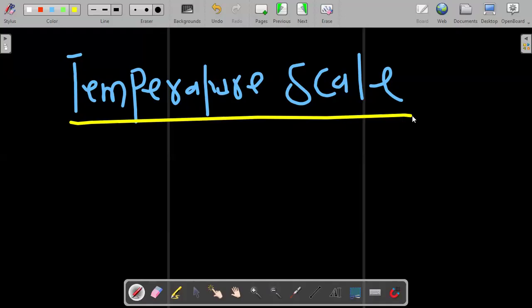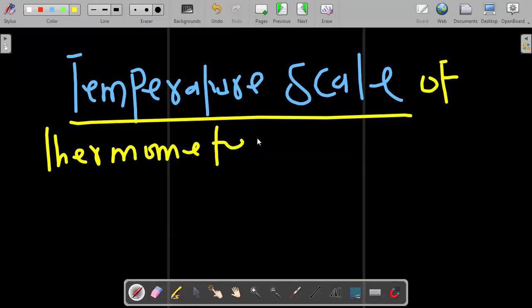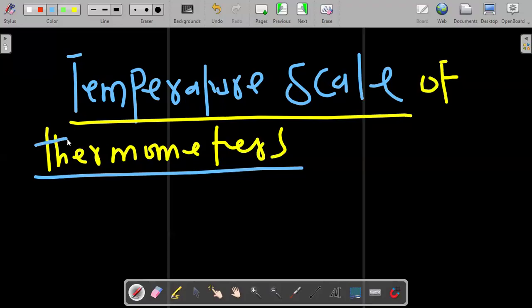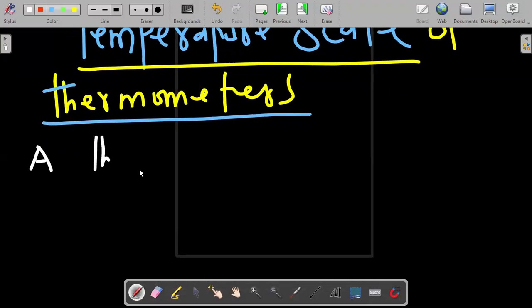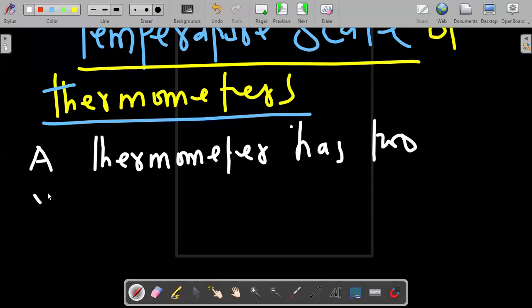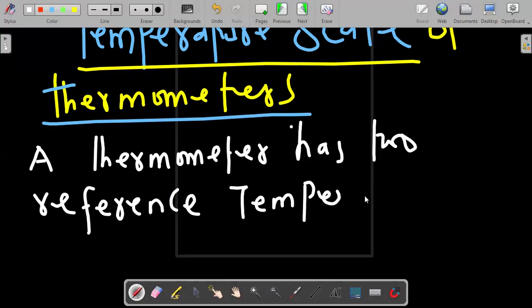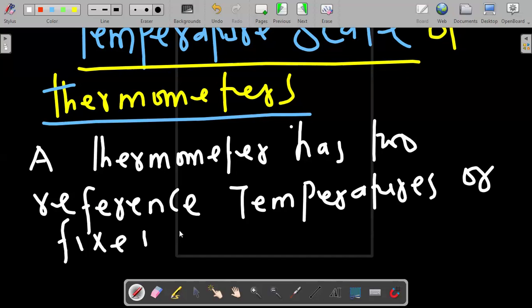Temperature scale of thermometers. Every thermometer has two reference temperatures, or fixed points.